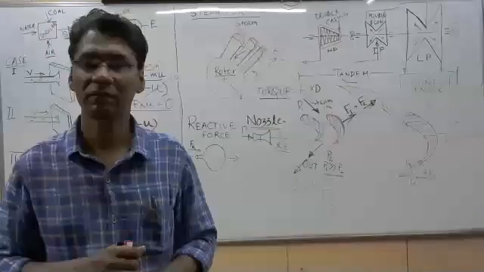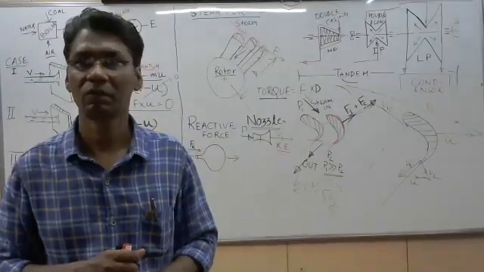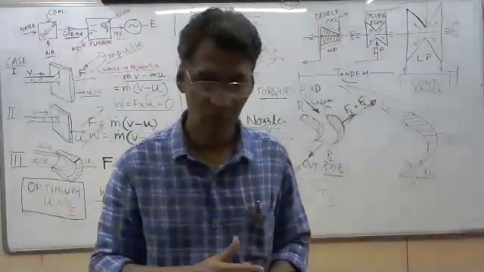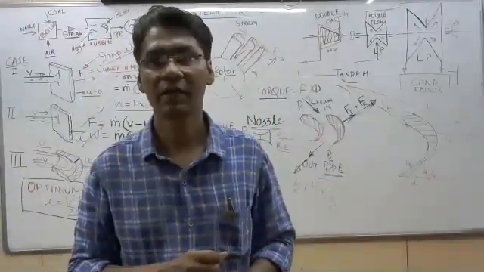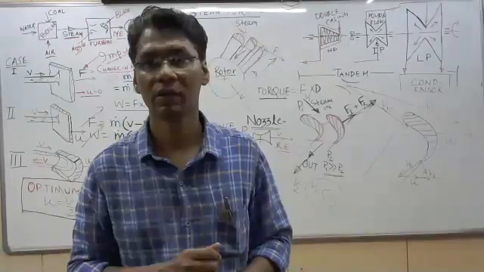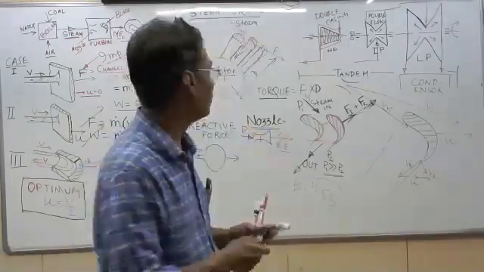Sir, my question is why the low pressure turbine is large. Why is the low pressure turbine diameter large compared to the others?